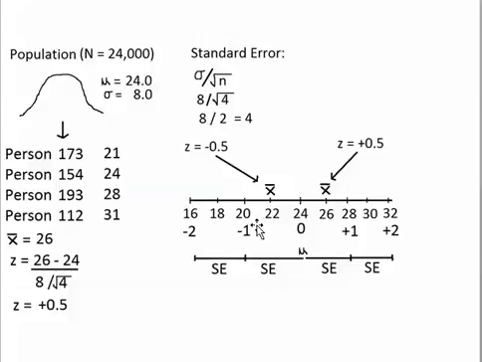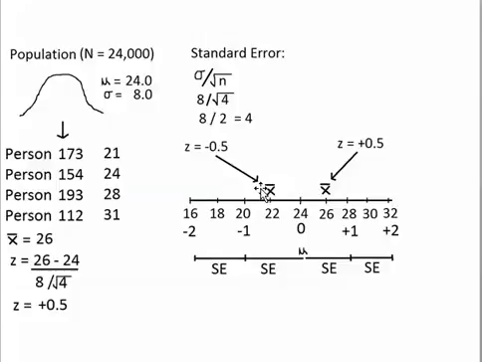Our first sample mean was below the population mean, so it had a negative z-score. Our second sample mean was above the population mean, so it had a positive z-score. A sample mean below the population mean always has a negative z-score, and a sample mean above the population mean always has a positive z-score. I want to do a couple more of these examples with you just to show you how the z-score won't always come out to a nice number like negative 0.5 or 0.5.